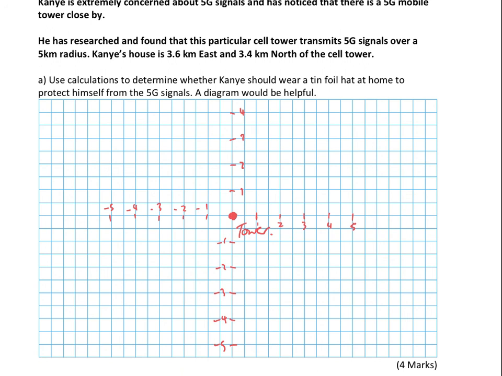I'm going to do it in blue. 3.6 kilometres east, 3.4 kilometres north. So somewhere there. I cannot accurately draw a circle here. You wouldn't in your test anyway. So how can we deal with this?